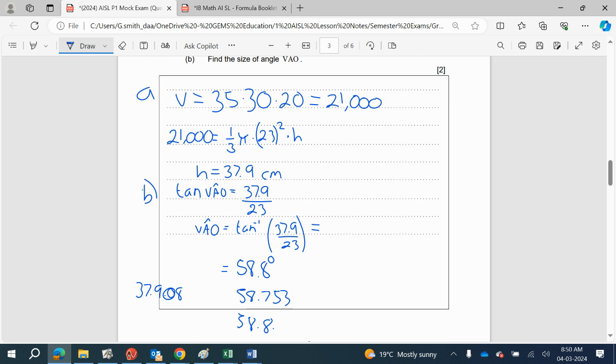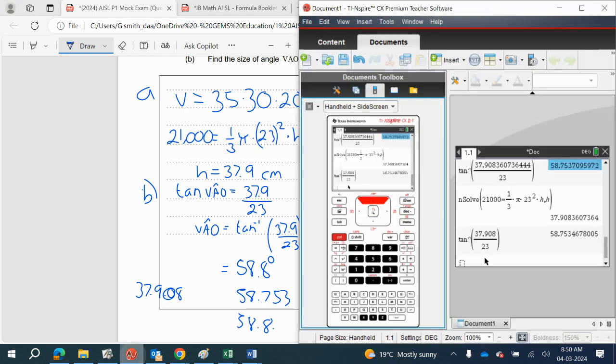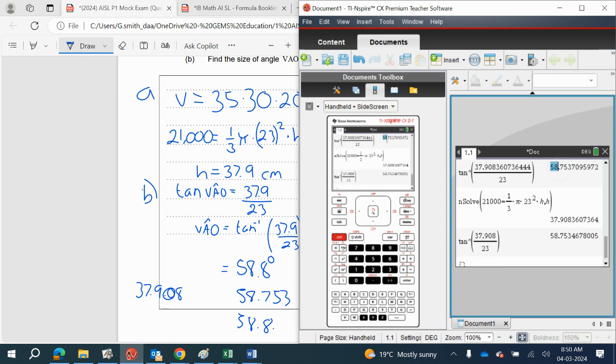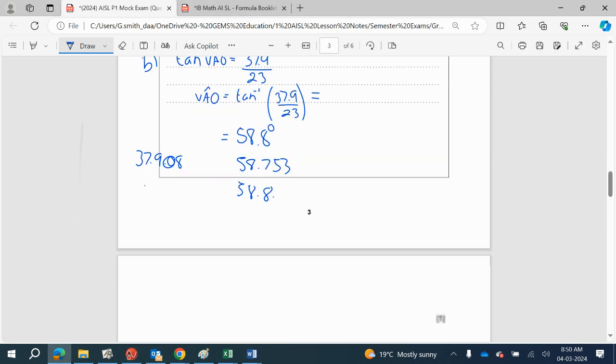However, the correct technique is to use the exact value. Use this value here like this. Use the full exact value and copy and paste it down, and then you don't get anything wrong. Let's have a look at the last question.